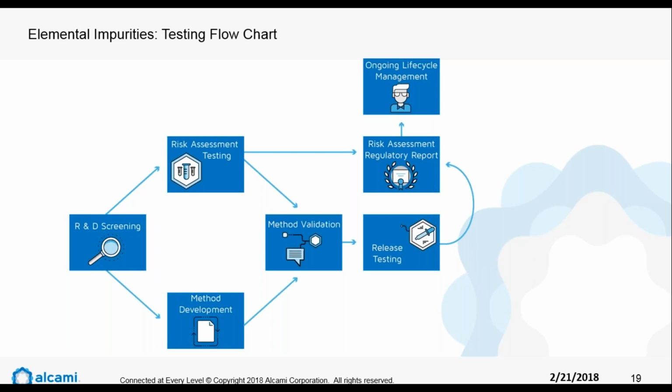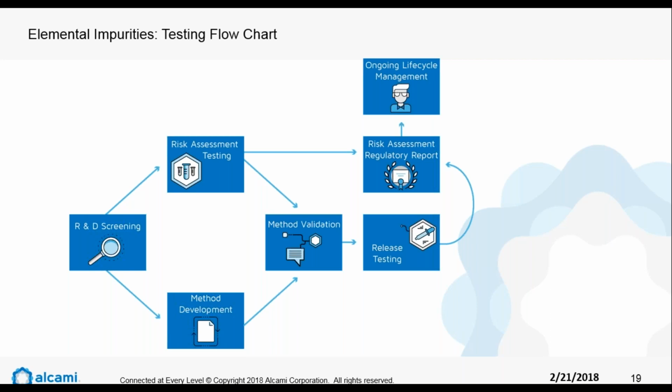Yeah, and I'll just add on to that. Just to follow the flow chart too, we laid it out so that you could see, we've had instances where we go from the R&D screen to the risk assessment testing. Something is above the control threshold. So we validate that risk assessment test method so that we can add those particular elements that were not under control to the release testing specification. And then simultaneously, we're working on doing the risk assessment regulatory report.